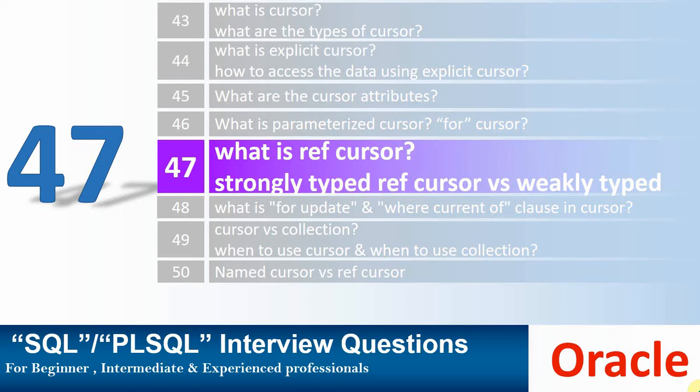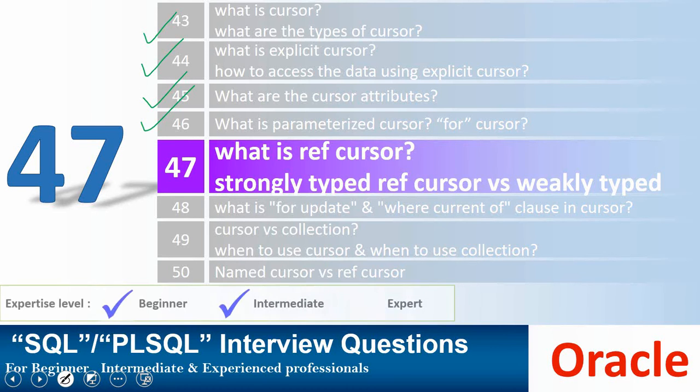We are seeing about the cursor related interview questions. In the previous set of videos we have seen what a cursor is and what the different types of cursor are, and we have seen in detail about explicit cursor and implicit cursor, the cursor attributes, parameterized cursor and for cursor. As a continuation of that, in this video we'll see what a ref cursor is.